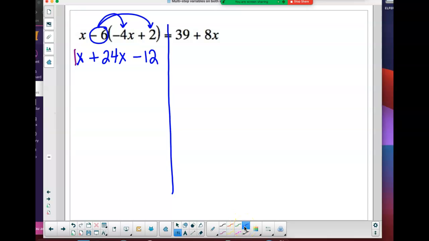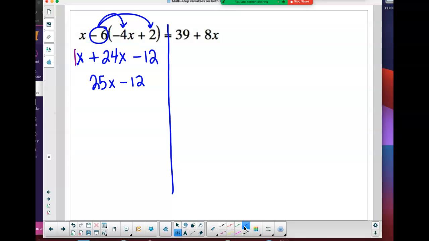Can I combine anything on the left-hand side? What can I combine? So we're at 25x minus 12. Can I simplify anything on the right? No, leave it as it is. So equals 39 plus 8x.